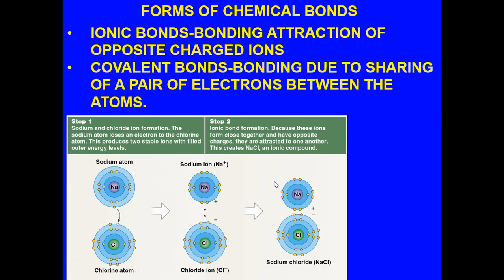Just hang in there. The other type of chemical bond we call covalent bonding. Now, in ionic bonding, you've grabbed an electron or you've lost an electron, and it's strictly bonding attraction by oppositely charged ions. Covalent bonding is sharing. We're going to be sharing now. It is bonding due to the sharing of a pair of electrons between the atoms.